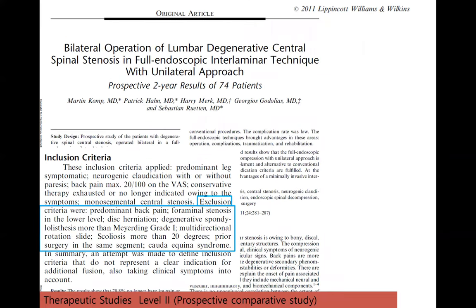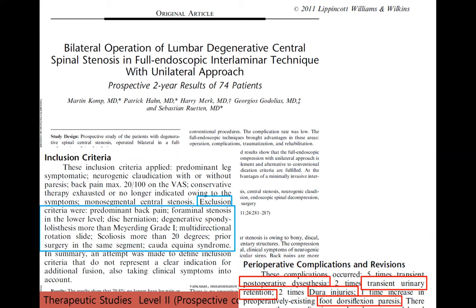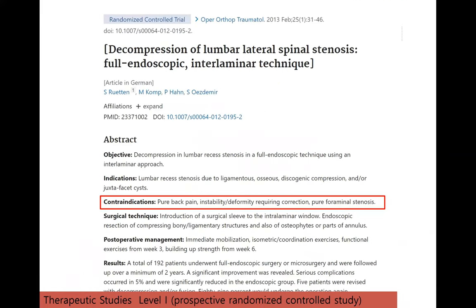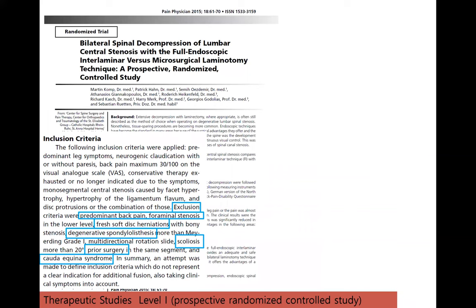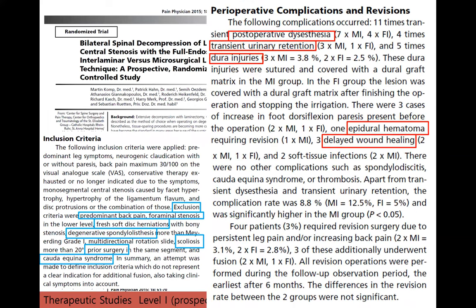This paper is second earliest paper on full endoscopic interlaminar lumbar decompression. It is a level two prospective comparative study and reports exclusion criteria and complications. In this paper, contraindication of interlaminar decompression was reported for the first time. This paper is another level one prospective randomized controlled study. In this paper, exclusion criteria and the complications are reported.